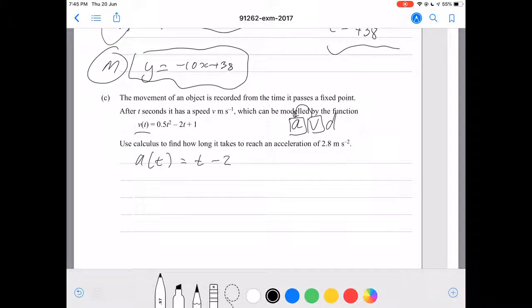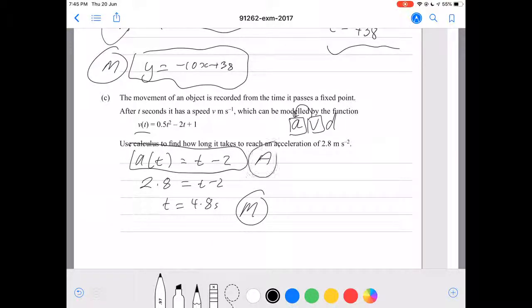Use calculus to find out how long it will take to reach an acceleration of 2.8 meters per second. So substitute our acceleration equals 2.8. So 2.8 equals t minus 2. Therefore, t equals 4.8 seconds. Getting t equals 4.8 seconds will get you a merit grade here. To get an achieved, you have differentiated correctly, so you see a of t equals t minus 2. That'll get you an achieved.